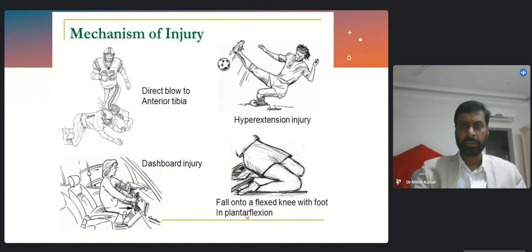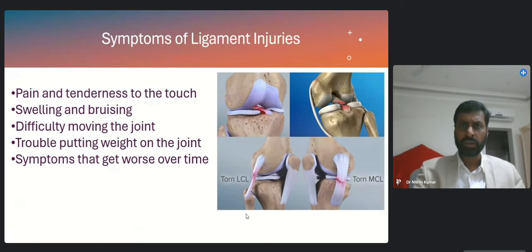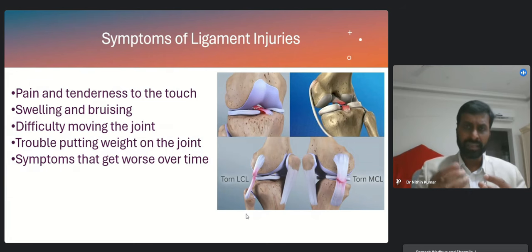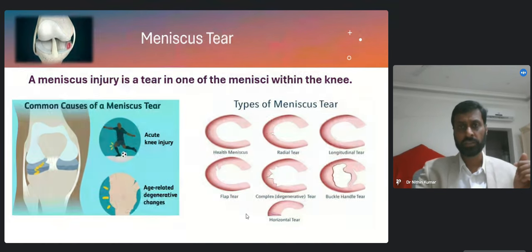You should be completely pain-free. There are different mechanisms of injury, but let's not get into that. Symptoms of ligament injuries are generally an episode of injury followed by pain, along with instability. Sometimes you can have clicking sounds. It gets stuck inside the joint, or sometimes it locks where you are not able to straighten your leg at all. These are the symptoms of ligament injuries. A meniscal tear also presents with excruciating pain, sudden onset of severe swelling inside the joint, and a locking sensation and clicking inside the joint.